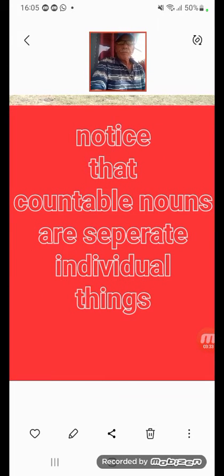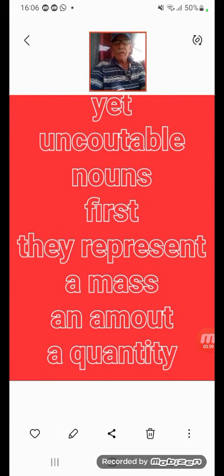So notice that countable nouns are separate items. They stand as individual things. They stand each for itself. Well, they are separate. They are individual things.